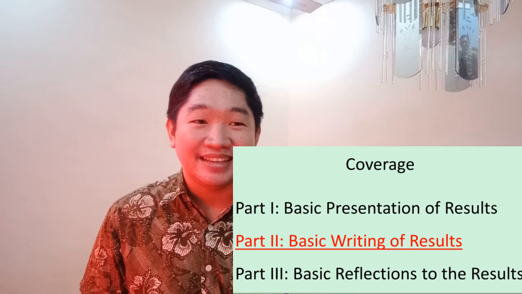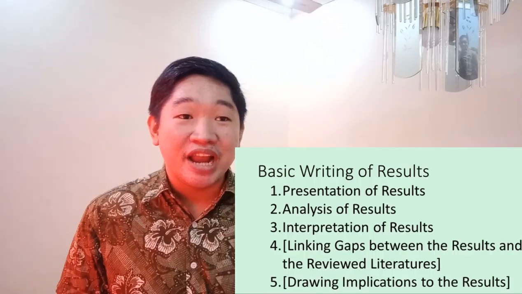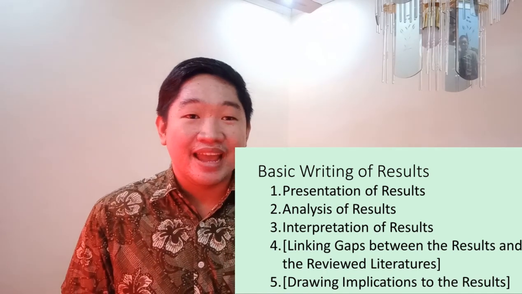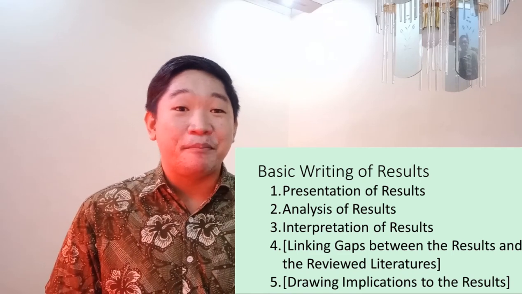Moving forward to the second part, let us focus on discussing the basics of writing results. You surely have your distinct ways of writing your results, partly influenced by the university from which you have earned your academic degrees. There are universities requiring the discussions of comparing the results of your study to the reviewed literatures. That's what the number 4 in our list tells us. And then, even followed by drawing the implications of the results, written in number 5.